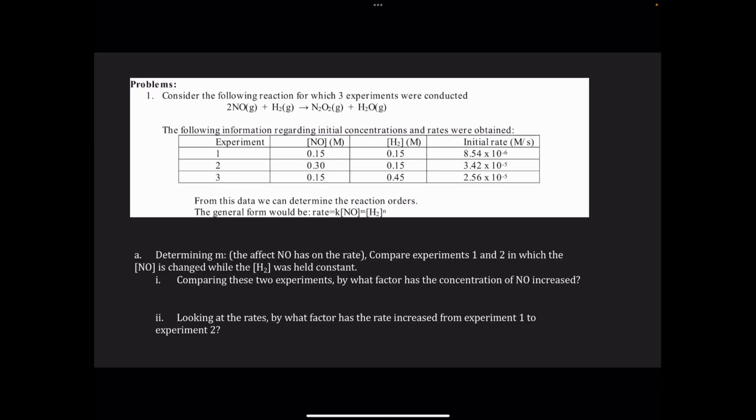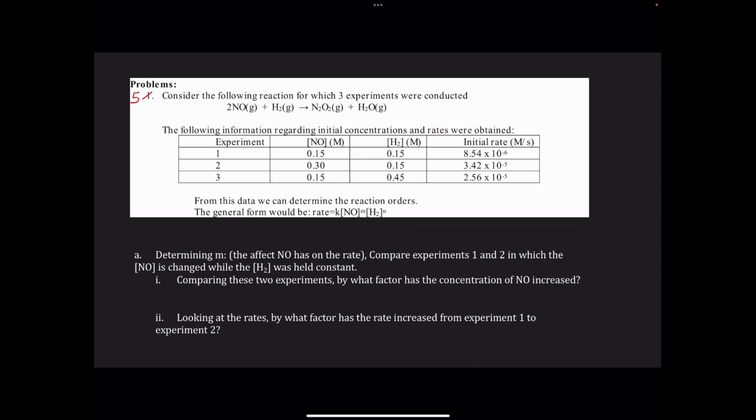So with our problem here, this is problem number 5. This is going to walk through the steps of how we would determine the order or the rate law for a reaction. So we've got the following reaction. We've got nitrogen monoxide reacting with hydrogen. We're producing N2O2 and water. And then we're given a series of 3 experiments. And we've got concentration information and we have initial rate information. From this data, we can determine our reaction orders.